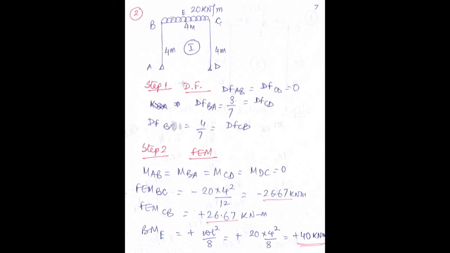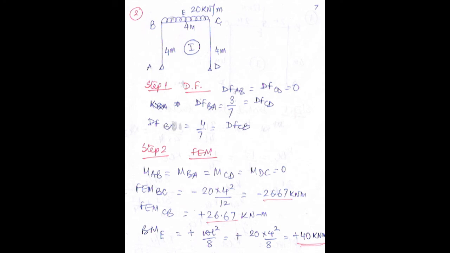So fixed end moment is what? Fixed end moments, as I have explained earlier, MAB, MBA, MCD, MDC, all of them are 0 because those points are hinge supports. So now let us start with the BC part. So FEM at BC, this is a UDL. If you remember the step I have told you for the fixed end beam, it is WL square by 12.